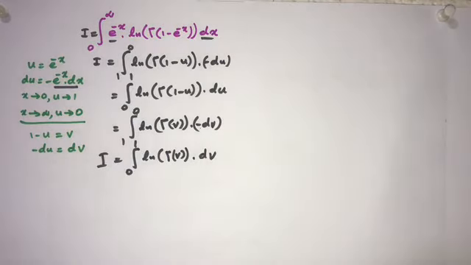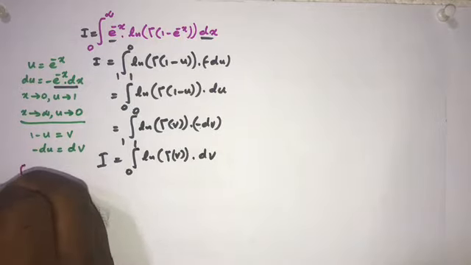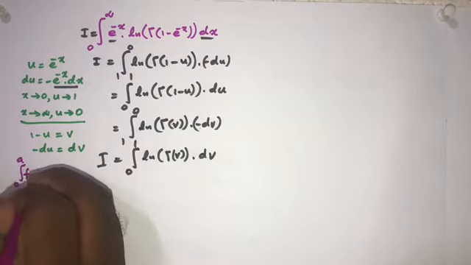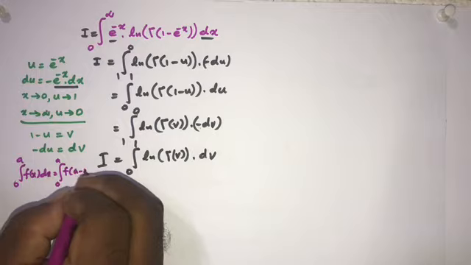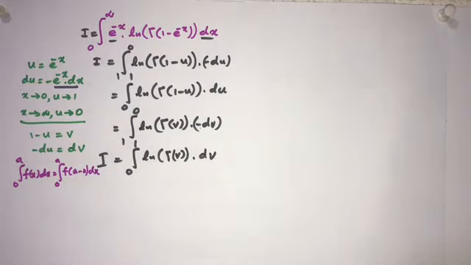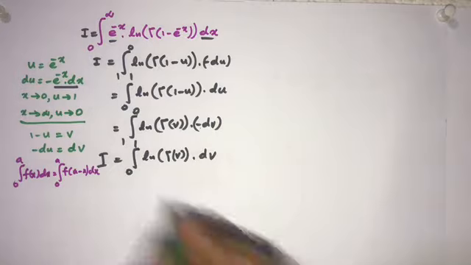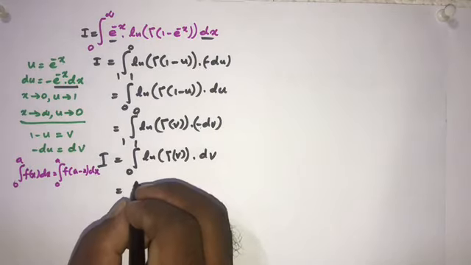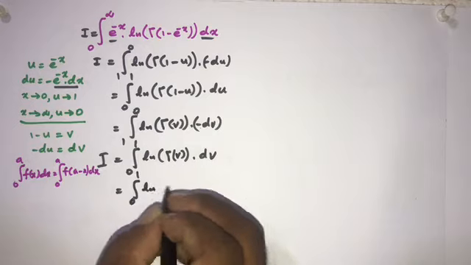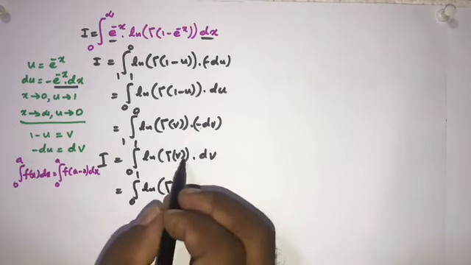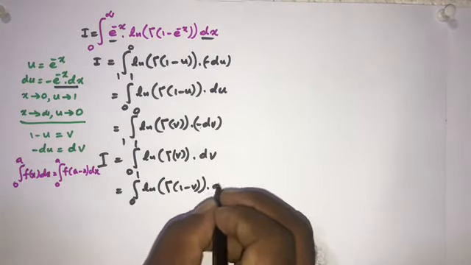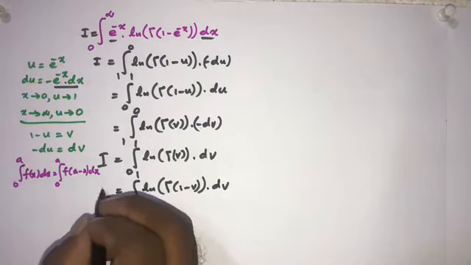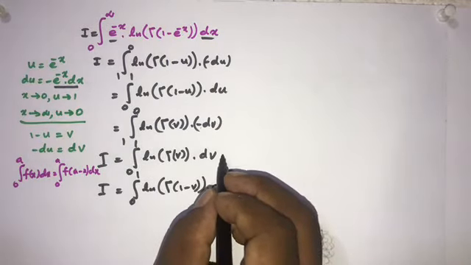Now we know the King's property of integration. So 0 to a f of x dx is equal to 0 to a f of a minus x dx. Okay, so we can write this is equal to 0 to 1, natural log of gamma of, now instead of v, 1 minus v, here dv. Okay, we know this is also equal to I.